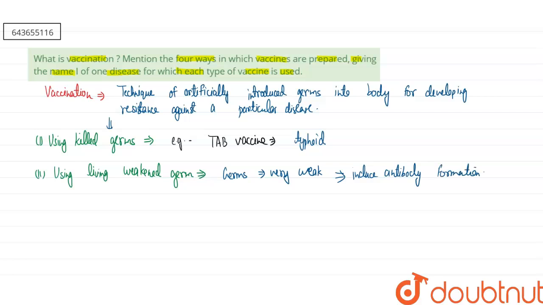If you are talking about an example of this type of vaccine, we can include the vaccine for measles. Our measles vaccine uses living weakened germs, and another vaccine can be our BCG vaccine. BCG vaccine is generally used for the disease tuberculosis. It will be used for TB, or tuberculosis.